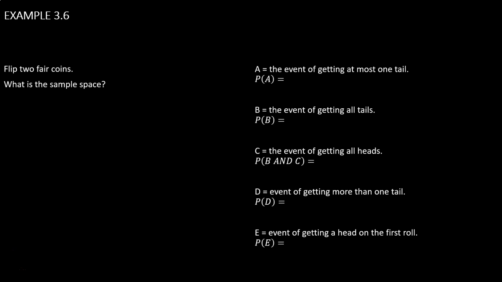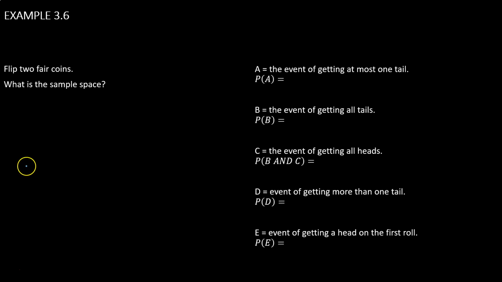In an experiment, sometimes the outcomes of an event compared to another event are considered mutually exclusive or independent. Let's take a look at an example here. The experiment we're looking at is flipping two fair coins. First, we want to know what the sample space looks like. I suggest drawing out the sample space, maybe by using a tree diagram.